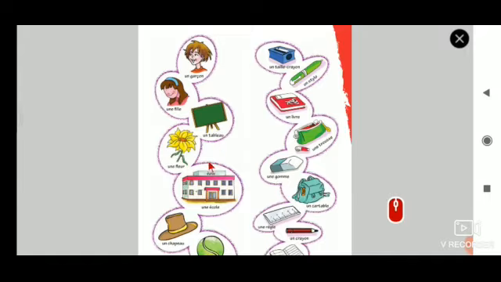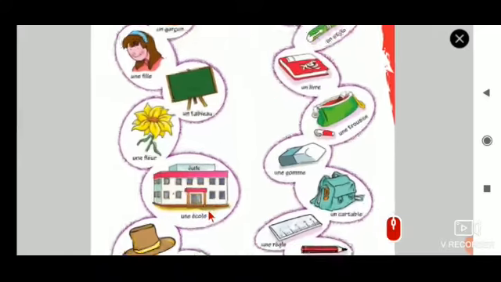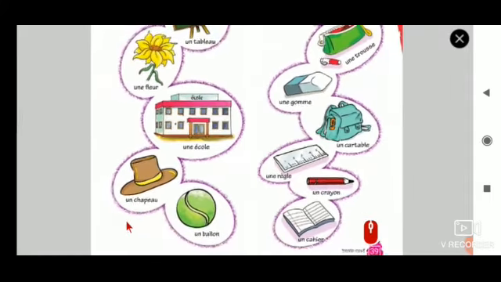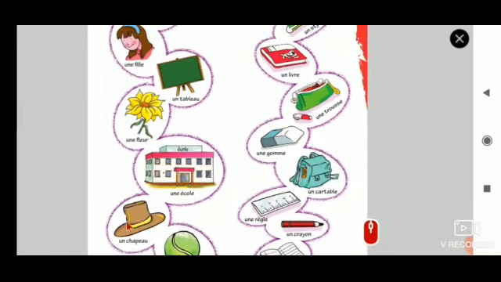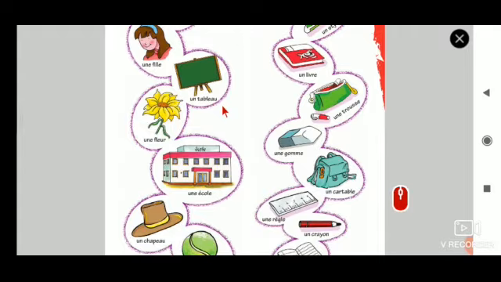Un tableau. Une école. Even though it is starting with a vowel, you should use une. Un chapeau. Masculine. There is one trick to remember, and I will tell you that trick. See, the words ending with eau will always be masculine. So use un.